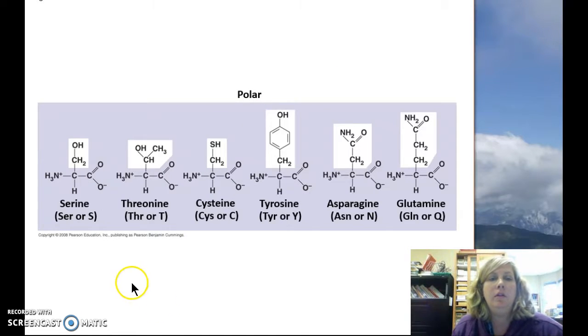So then the next one we get to is polar. Looking at polar R groups, we see this one contains a hydroxyl group, this one contains a hydroxyl group, this one contains a sulfhydryl, hydroxyl, amino, amino. So these are the polar ones.